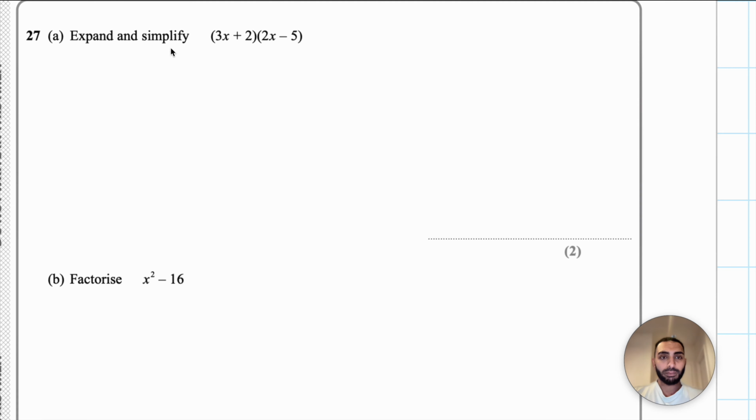Question 27. Expand and simplify 3x plus 2 in brackets and 2x minus 5 in brackets. Whenever I've got double brackets, I'm multiplying everything in the first bracket by everything in the second bracket. So I'm doing 3x times 2x first. 3 times 2 is 6, and x times x is x squared. 3x times negative 5, it's going to be a negative because it's a positive times a negative. 3 times 5 is 15, and I've got an x. Next, I need to do the 2 multiplied by 2x and 2 multiplied by negative 5. 2 times 2x is 4x, and 2 times negative 5 is negative 10.